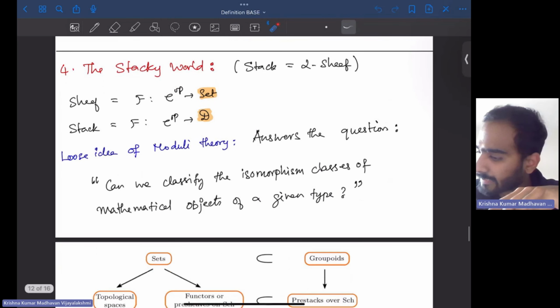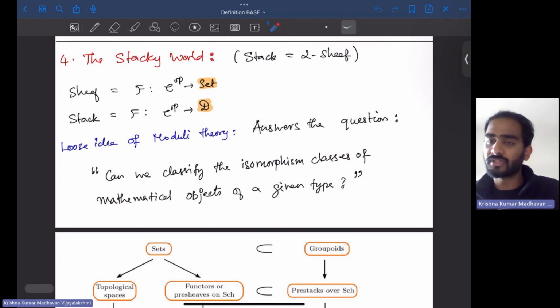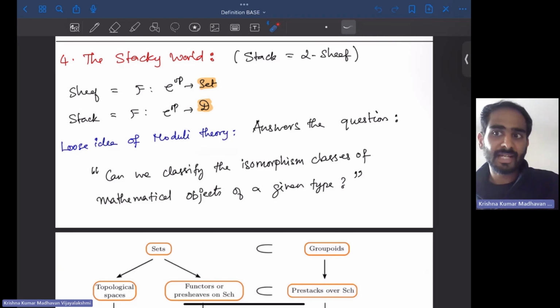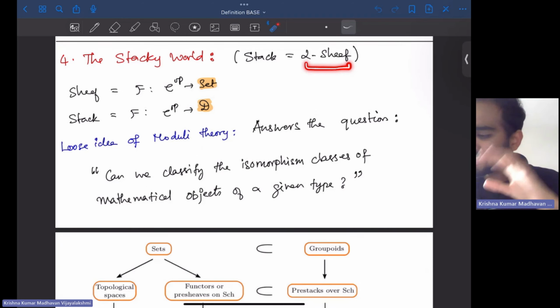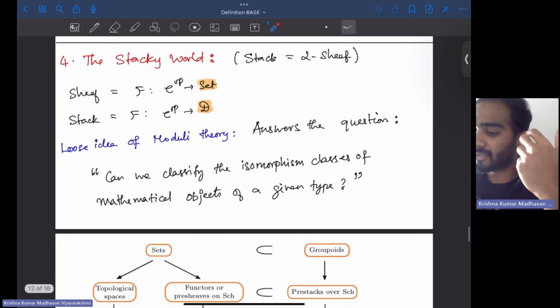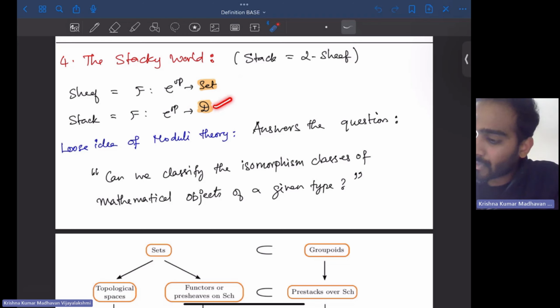Yeah. And then, this covers one part of the world, and the other part of the world is sort of called the stacky world. Where you have this generalization of a one category into a two category, and then the Deligne-Mumford stack is a very important object of study in this setting. So very roughly, a stack is called a two sheaf. Because a sheaf usually takes data on a set, so it takes values on a set. And if it takes values in another category itself, then it's called a stack.